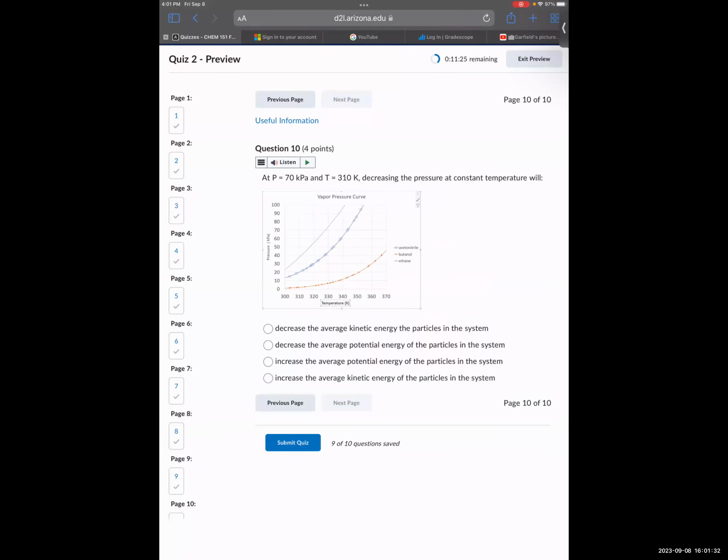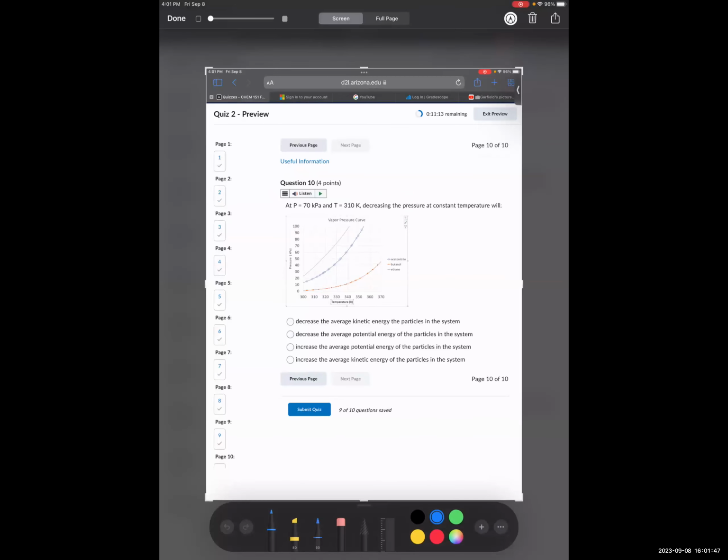Question 10, I think this is the last question. At pressure 70 kilopascals and temperature 310 Kelvin, decreasing the pressure at constant temperature will do what? Let's start. 70 kilopascals and 310 is over here. You're decreasing the pressure at constant temperature, so you're going down vertically like this at the same temperature. When you do that, what will happen?